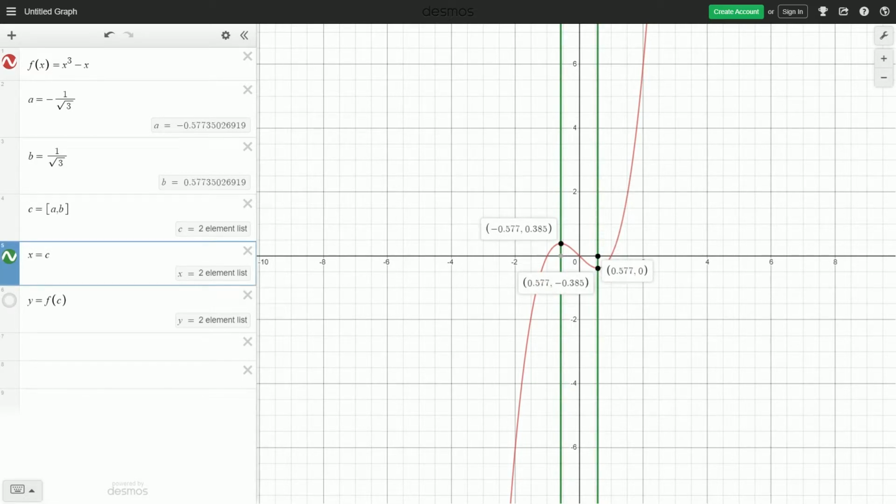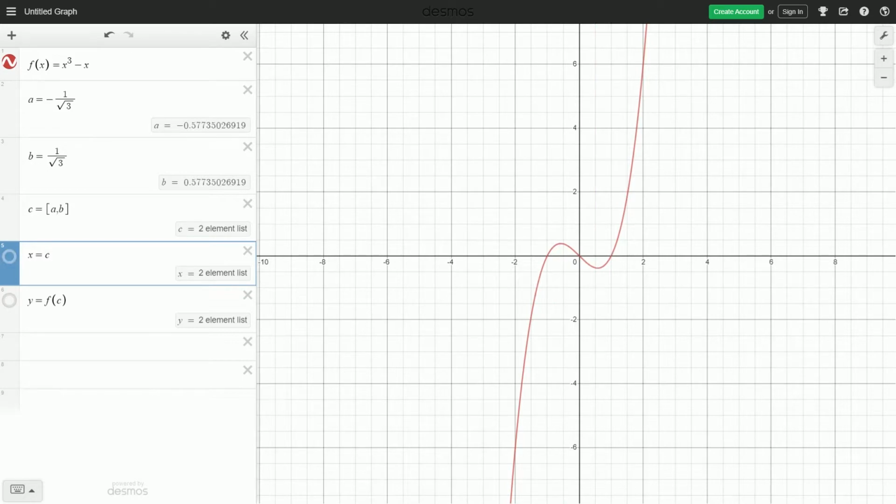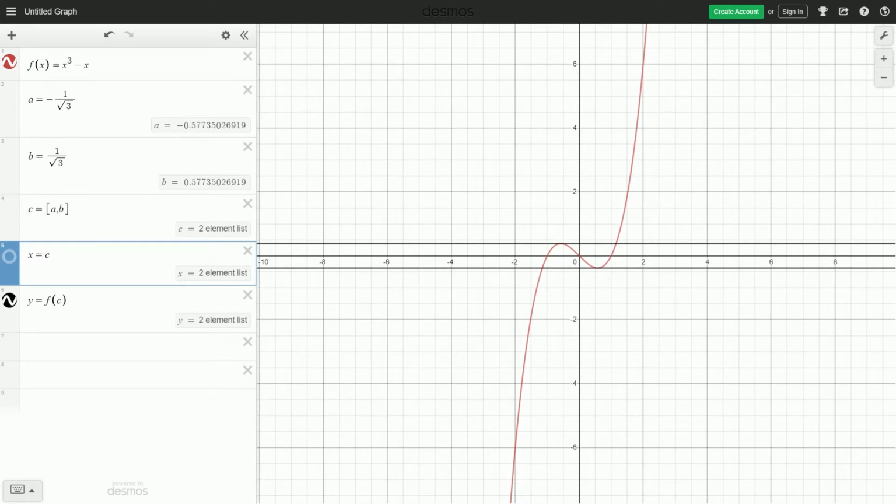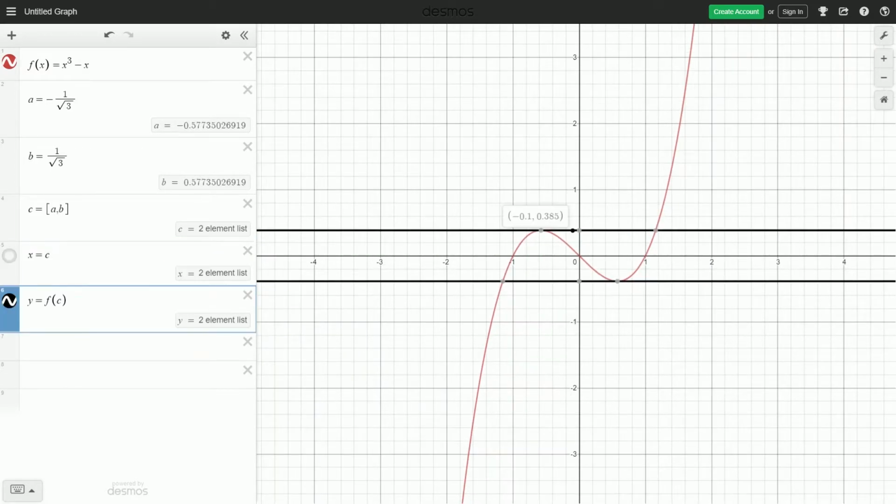And we can see it intersects at these 2 points. And the idea of a critical point is when the gradient is equal to 0. And this is what it looks like. Let me take away these points. Just keep an eye on where they were intersecting. And you can see we've got these 2 lines that are horizontal to the x-axis.